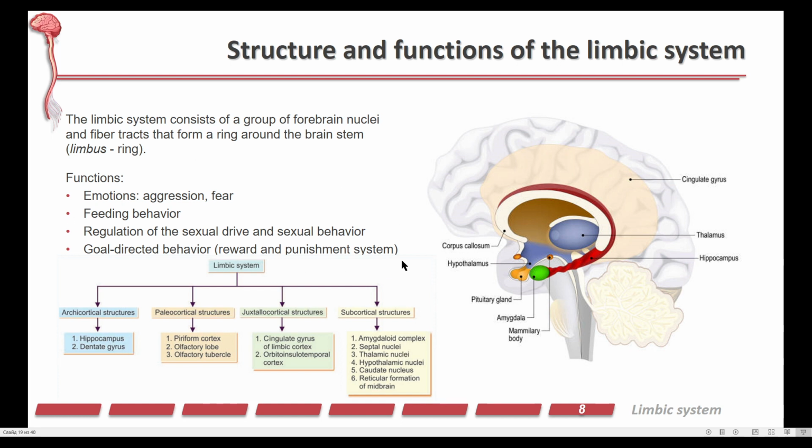The main functions of the limbic system are regulation of emotions, behavior, including feeding behavior, regulation of sexual drive and sexual behavior, and goal-directed behaviors. The limbic system also regulates the functions of the visceral organs because of the hypothalamus, which is one of its structures. These are the components of the limbic system, which consists of a group of brain nuclei and fibrous tracts that form a ring around the brainstem.